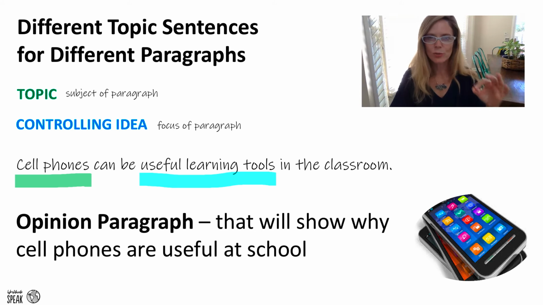So this would be a great topic sentence for an opinion paragraph that will show why cell phones are useful in school. And so that reader knows, oh, you know what? I bet I'm going to learn or understand why cell phones are useful tools in this paragraph. And maybe I'll change my mind and agree with the writer.